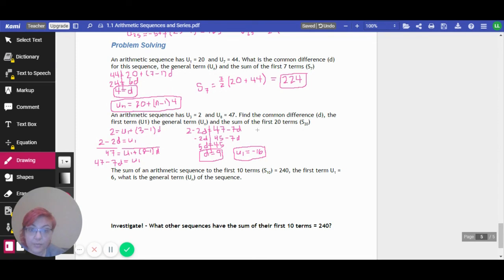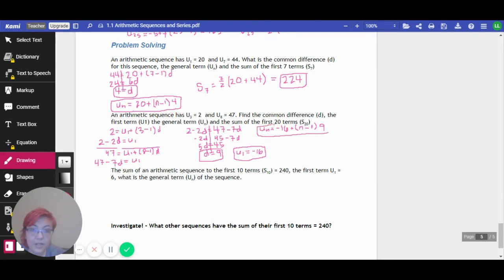The general term then is un equals negative 16 plus n minus 1, make that 1 a little better, there we go, times 9.